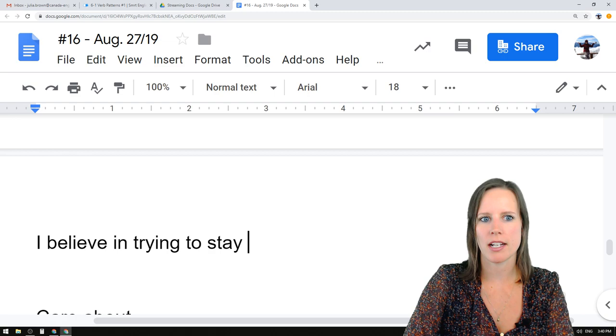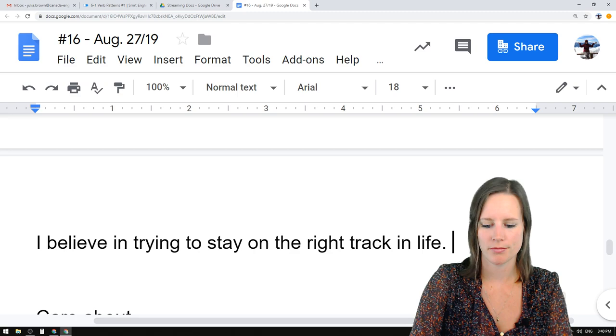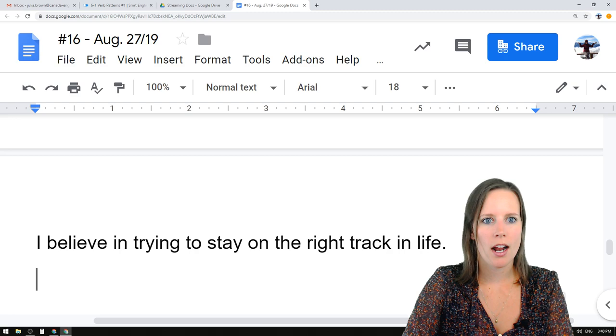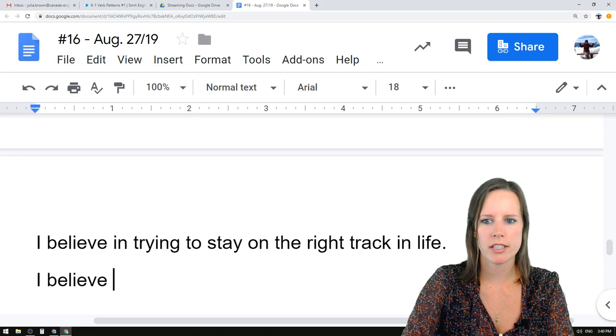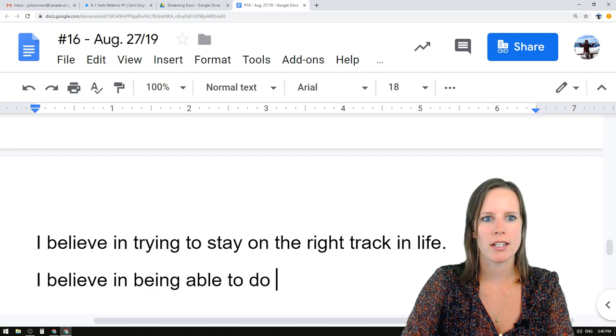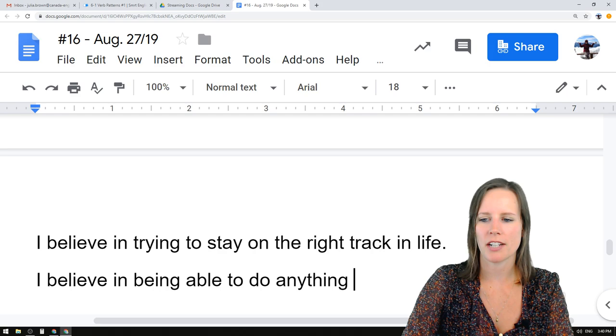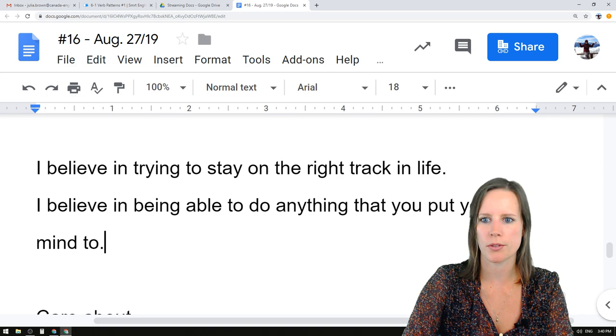In life, maybe, we can even add. That's a good example. Ben, good example. I'll change it a little bit. I believe in being able to do anything. I'll tell you an expression actually in English. I believe in being able to do anything that you put your mind to. This is the expression, okay?